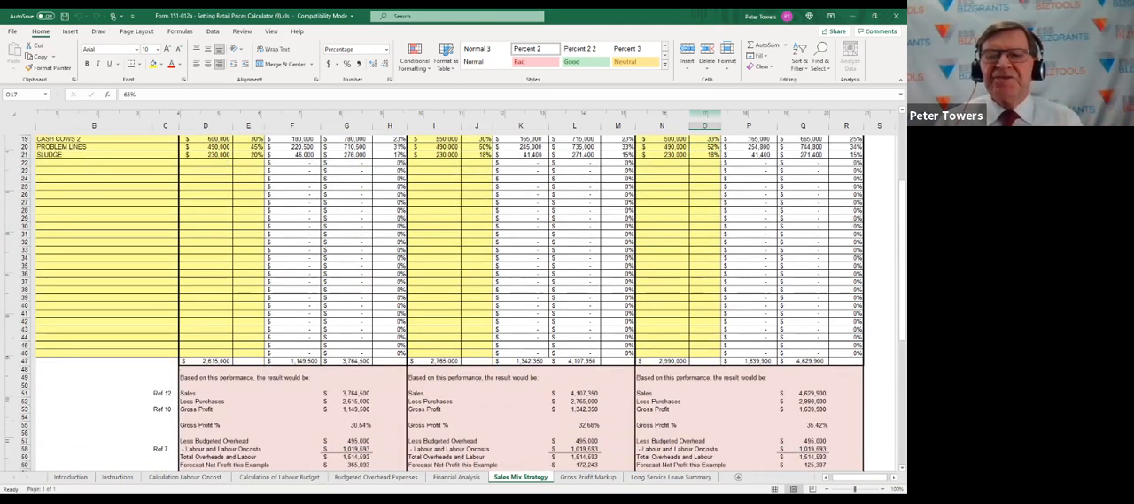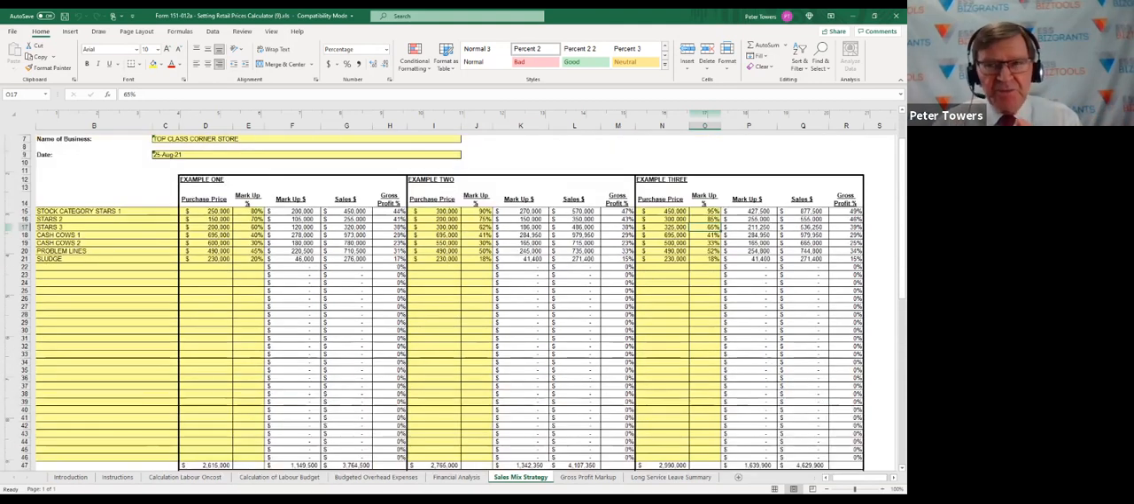You've got plenty of space here, 46 categories you can put in. So you could go through and expand it a lot more than what I've done. So they reckon out as their first group of star stock, they buy 250 grand's worth in a year. They mark it up around 80%. So that should mean that they're generating sales of 450,000 and making 44% gross profit percentage on those purchases.